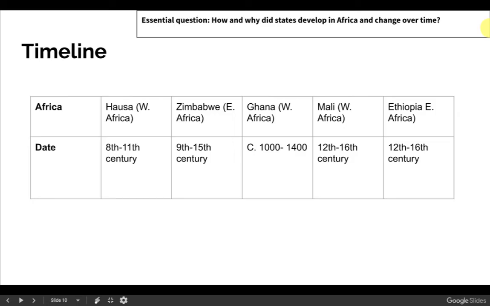I thought we'd look at a timeline here to put some of this into a time context. So these are the major states on the top row that we've talked about: Hausa, Zimbabwe, Ghana, Mali, and Ethiopia, with a reminder of where in Africa they were located. And then the time range of when they flourished is on the bottom to help you place things in context, because our chapter looked at it regionally. So we talked about, for instance, Ethiopia and Zimbabwe together, but they're quite separated on the timeline. This might be a good review tool for you.